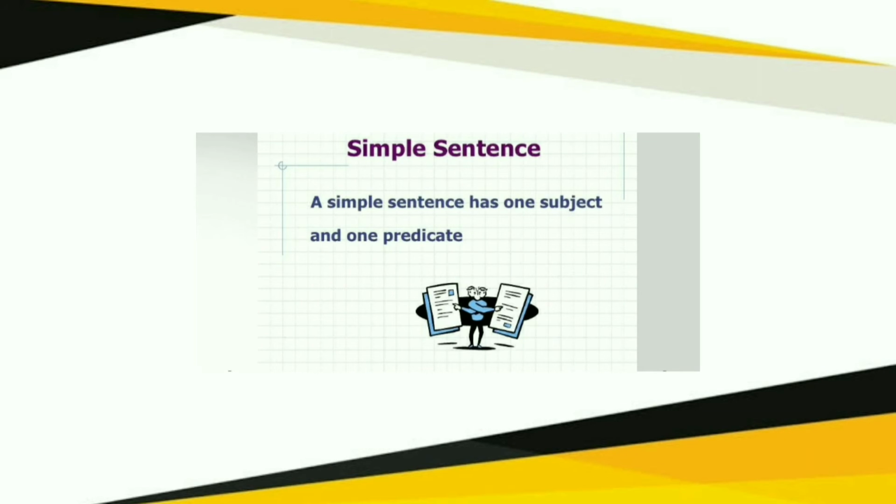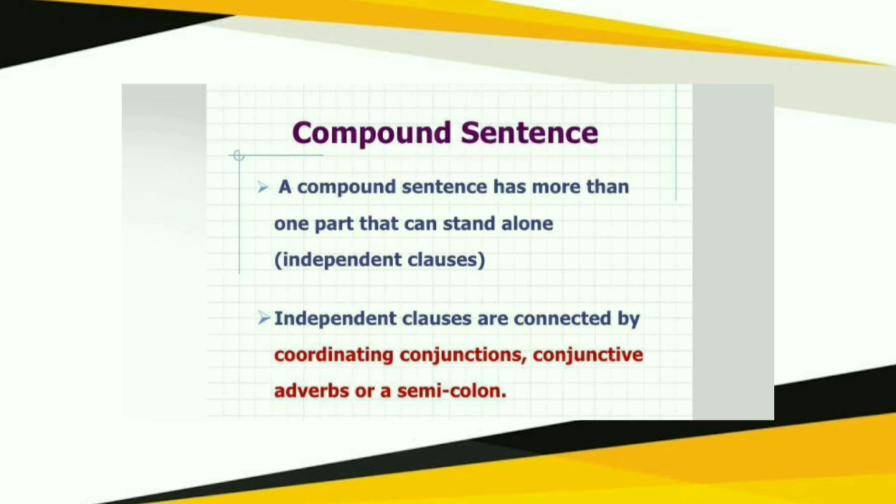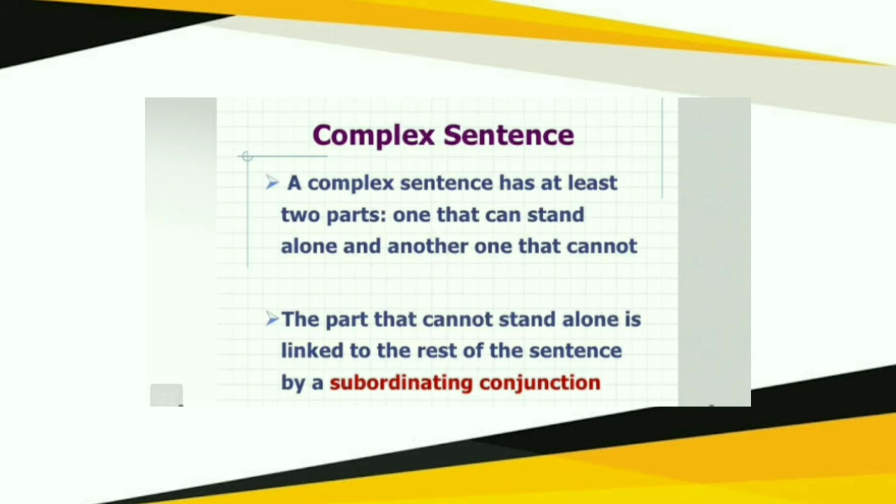Simple sentence. A simple sentence has one subject and one predicate. Compound sentence. A compound sentence has more than one part that can stand alone, or what we call independent clauses. Independent clauses are connected by coordinating conjunctions, conjunctive adverbs, or a semicolon. Complex sentence. A complex sentence has at least two parts, one that can stand alone and another one that cannot. The part that cannot stand alone is linked to the rest of the sentence by a subordinating conjunction.